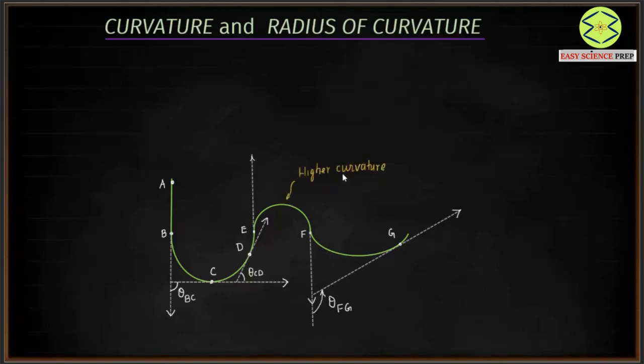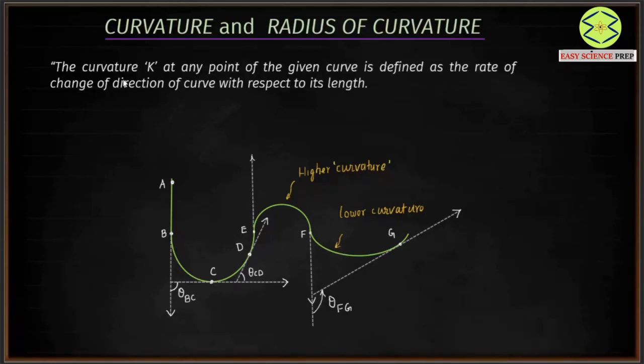The curvature term indicates the variation of direction. While here, this portion of the curve has lower curvature. The variation of direction is gradual over here along the length of the curve. So this is having lower curvature. I hope you have understood the significance of change of direction. If the change of direction is sudden, then curvature is high, and if the change of direction is gradual, the curvature is low. So let us define mathematically the quantity called curvature.